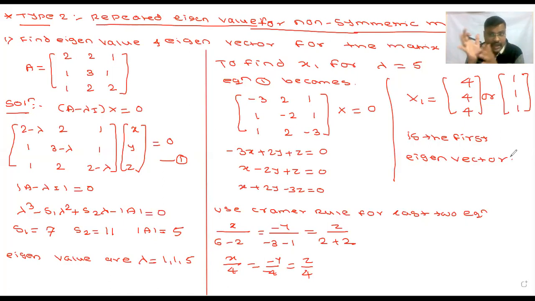Sometimes all three eigenvalues are repeated. We must also check that the product is also 5 simultaneously.